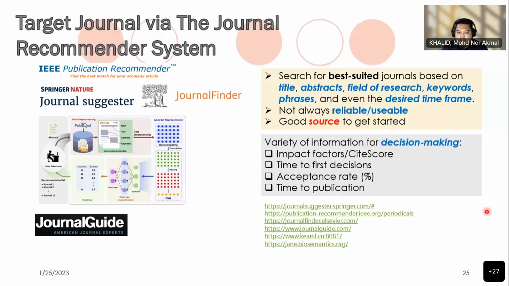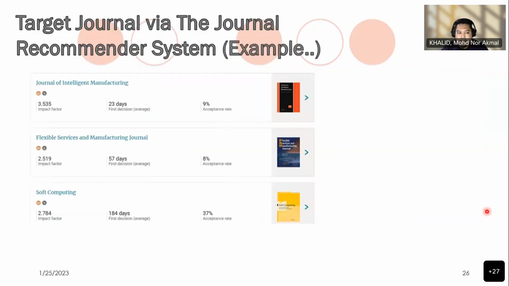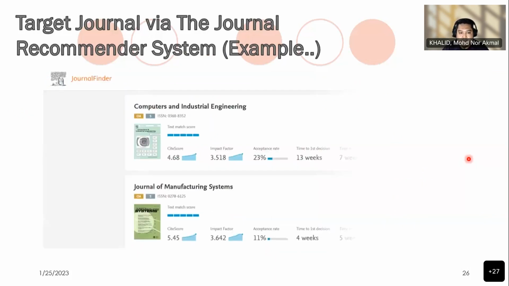So some may provide impact factor, time to first decision, acceptance rate, and so on. These are examples from Springer, not Elsevier, sorry. They provide impact factor, first decision. So you know that this journal has the least time for you to get the first decision. But of course, the acceptance rate is very low, right? So it depends. What is the most important? What is the priority that you have?